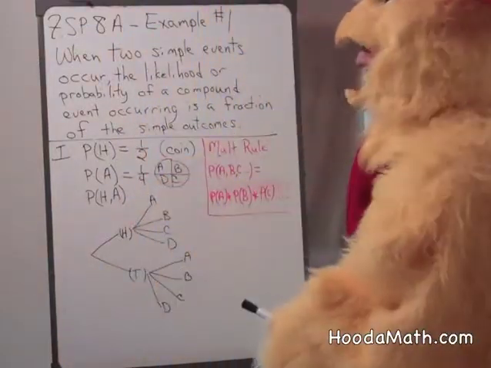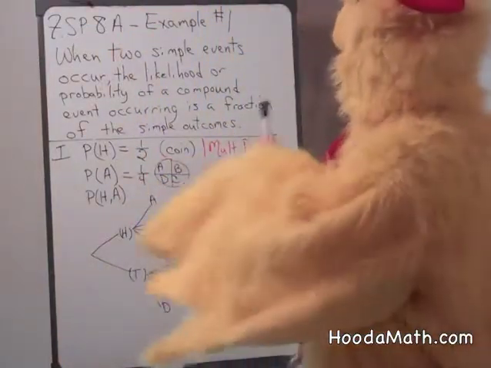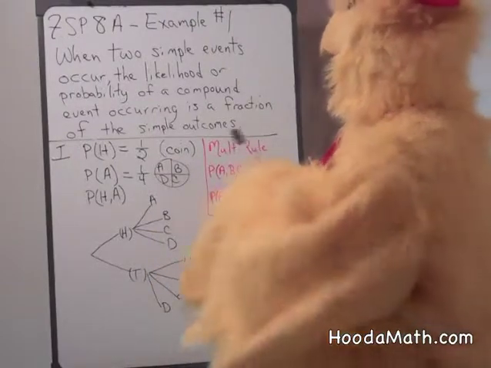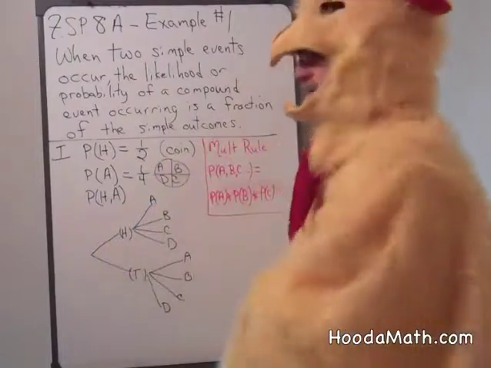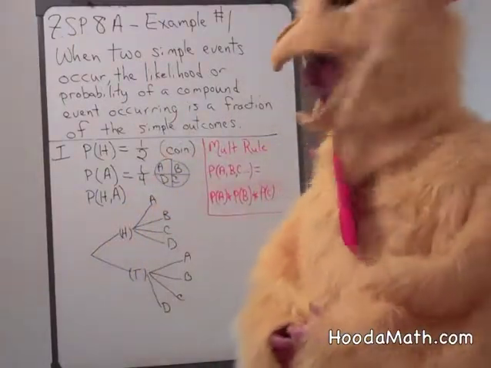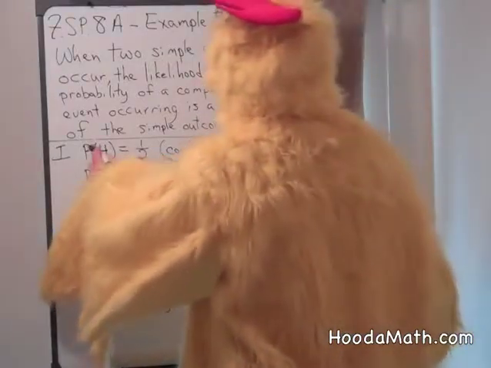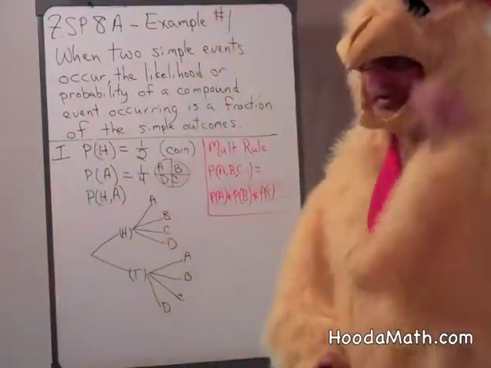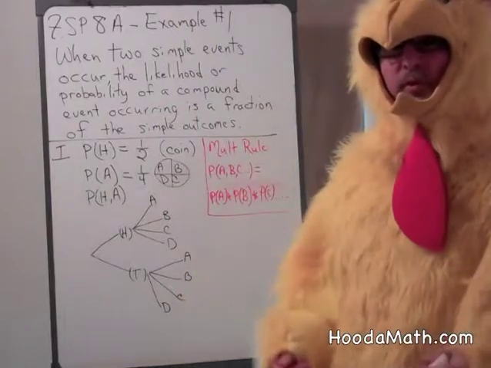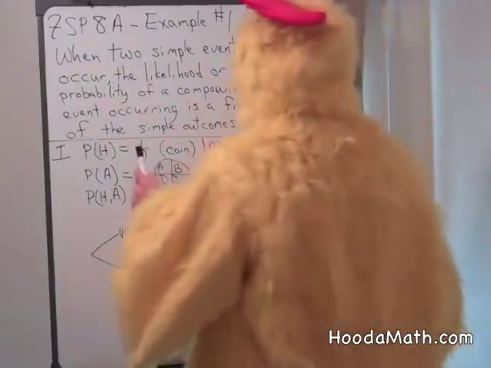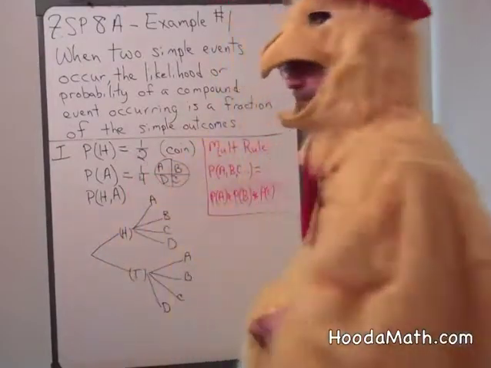When two simple events occur, the likelihood or probability of a compound event occurring is a fraction of the simple outcomes. I'm going to give you an example of this. Let's say you were flipping a coin. What is the probability of heads? Well, since there's only two equally likely possibilities, the probability of getting heads is 1/2.